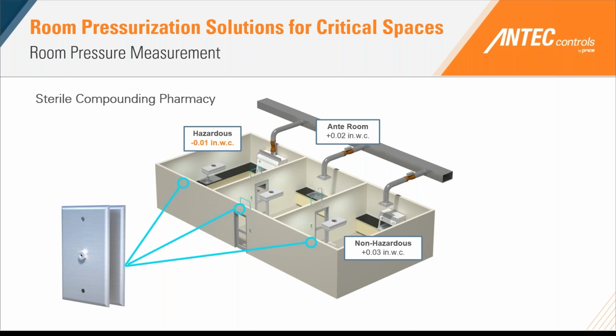So in this case, our hazardous room will now need to be monitored and controlled to a negative 0.01 inches of pressure in reference to the corridor, which still ensures that the hazardous room is at least a negative 0.03 inches of pressure in reference to our ante. Likewise, our non-hazardous space here is now going to be monitored at least positive 0.05 inches of pressure, which ensures that it's at least 0.03 inches of pressure greater in the positive direction compared to our anteroom.